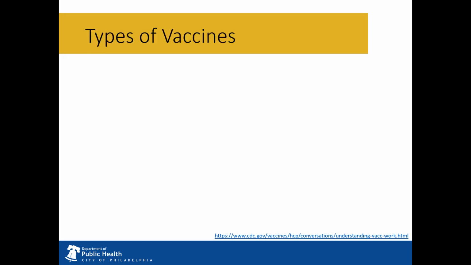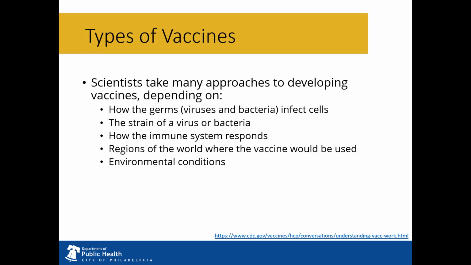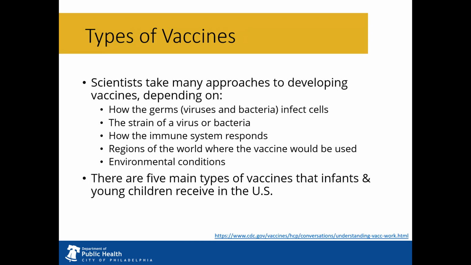Types of vaccines. Scientists take many approaches to developing vaccines, depending on how the germs infect cells, the strain of a virus or bacteria, how the immune system responds, regions of the world where the vaccine would be used, and environmental conditions. There are five main types of vaccines that infants and young children receive in the U.S.